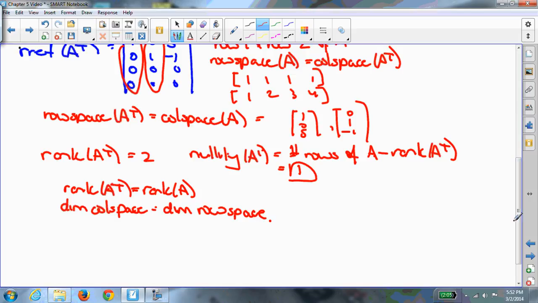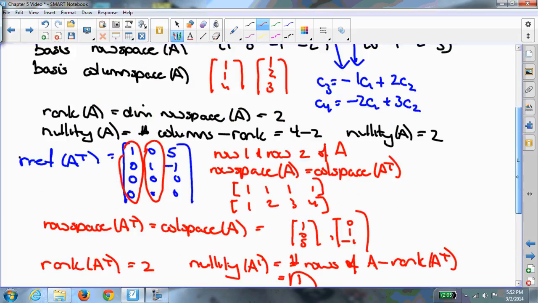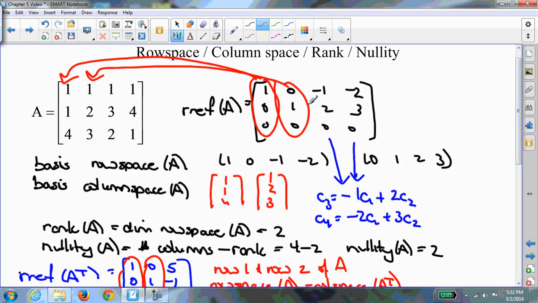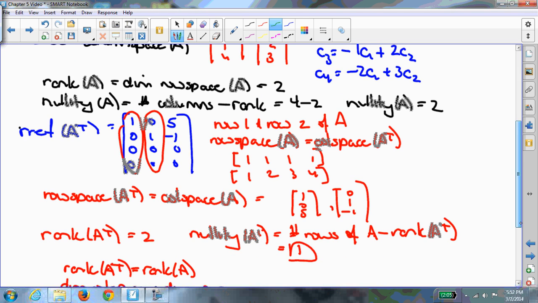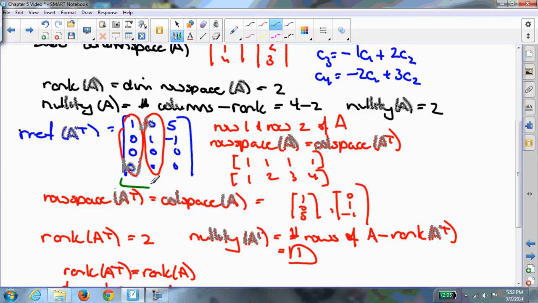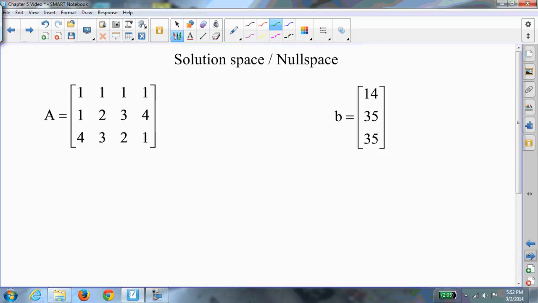The nullity idea comes from our null space idea. So going all the way up here, and remember, these represent my solution, this represents my null space, so the null space is 2 in that case, and the nullity is 2. Same thing here, this represents my solution, this represents my null space, and so in this case the null space is 1, and therefore the nullity is 1 as well. Alright, so I jumped the gun. So here's my solution space. I want to use this to talk about solution space and null space.